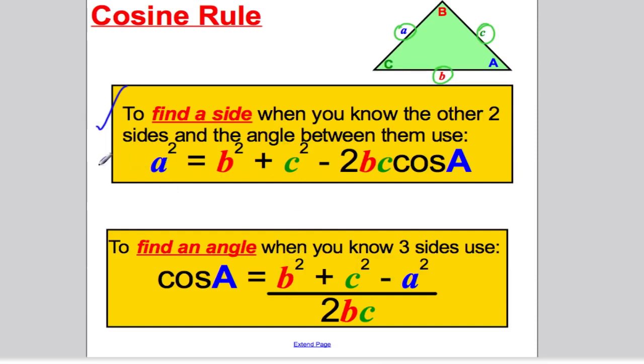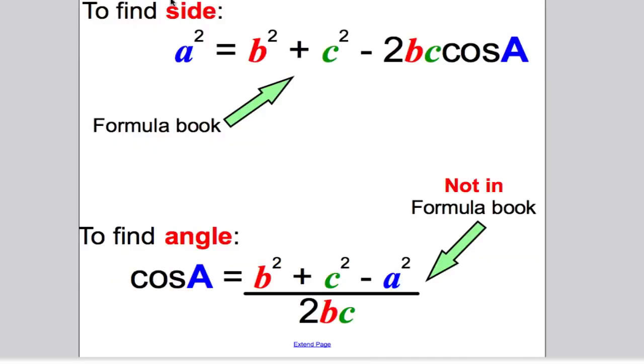Now, this formula is given to you in the formula booklet, this one is not. So firstly, just before we move on to using these, I want to show you how to get from one formula to the other. This one is given in the formula booklet to find a side. So all you've got to do is be able to label your triangle correctly and substitute in, and you'll get the answer to the cosine rule each time.